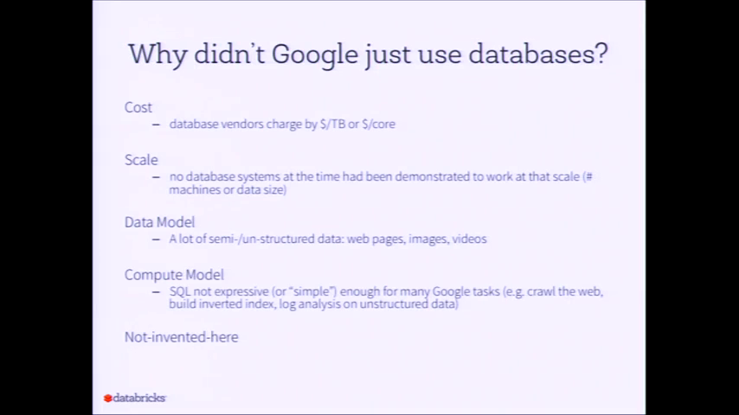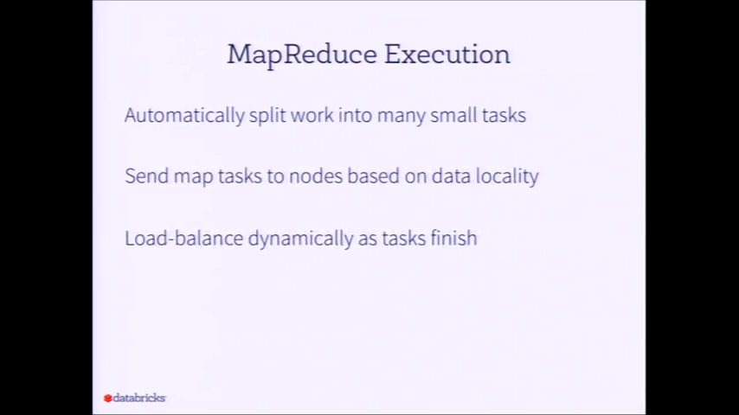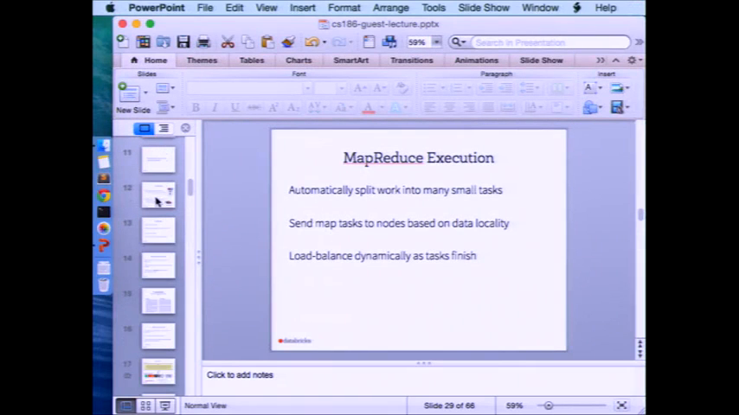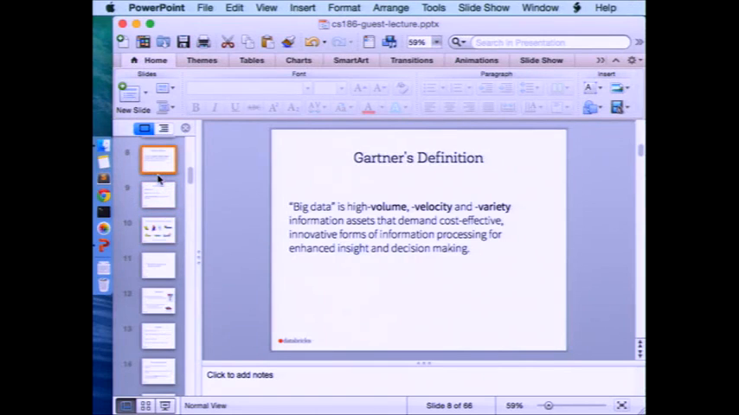But the real question is, why didn't Google just use databases if MapReduce is strictly an inferior subset of databases? I think we covered some of the reasons, but just to give a more comprehensive analysis of this, one is cost. If you remember the definition from Gartner, that whole paragraph, we took the 3 V's out of it, but the second part actually is information assets that demand cost-effective and innovative forms.